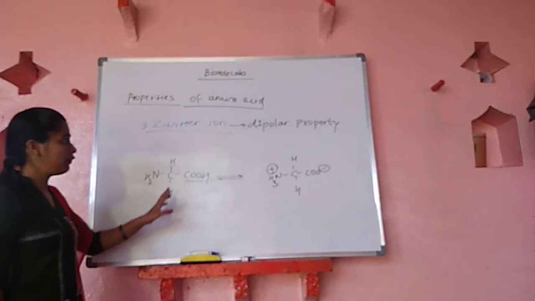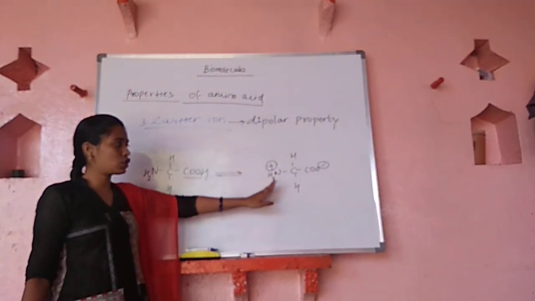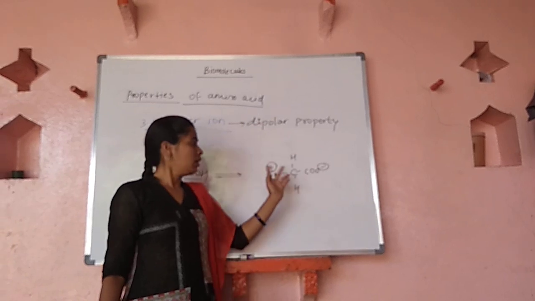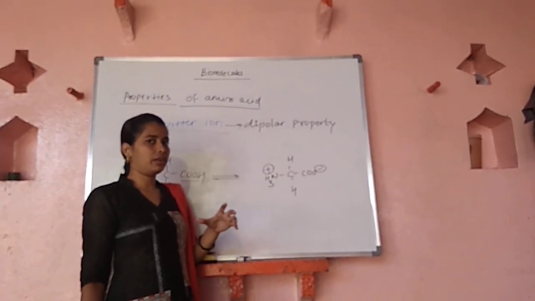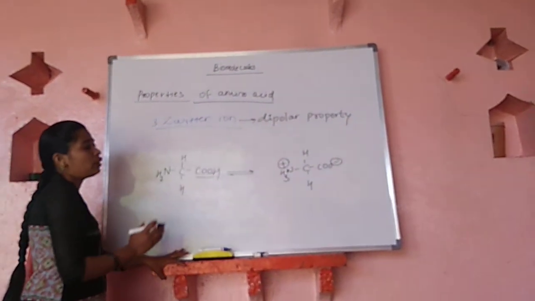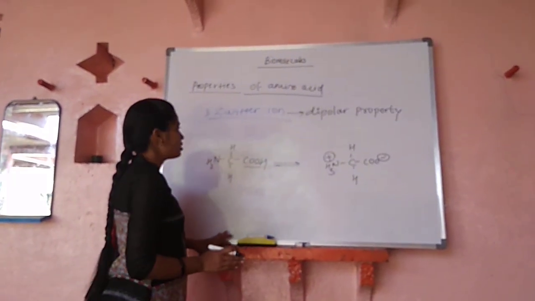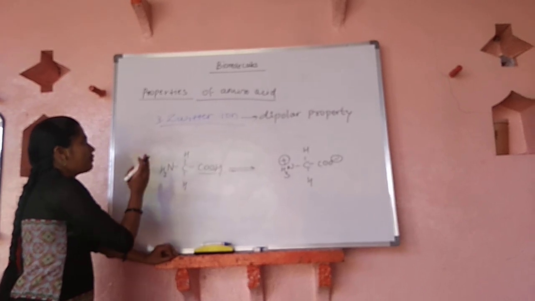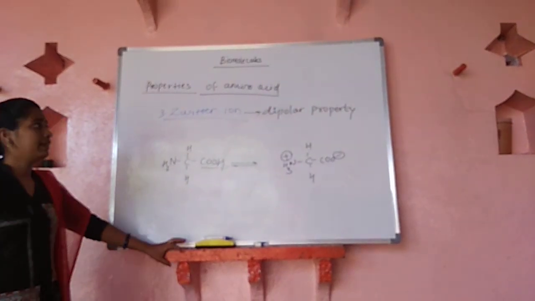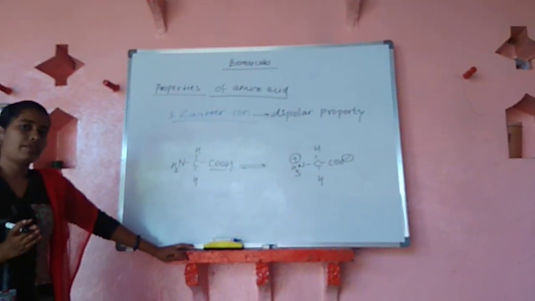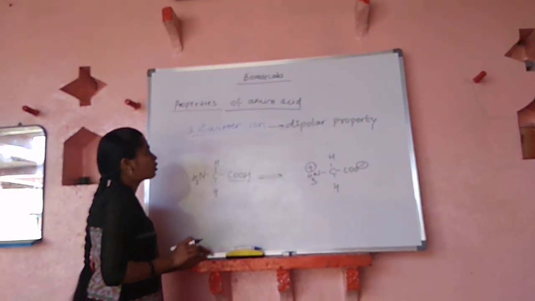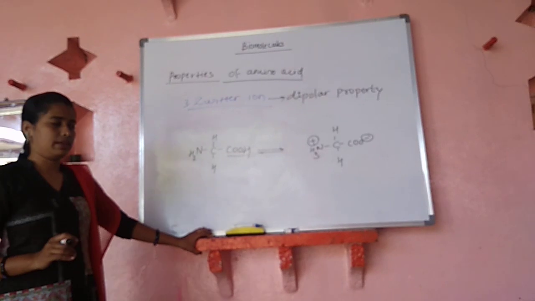And it is able to form salt. Actually it is neutral; the positive and negative charges neutralize each other. Understood? So it forms that dipolar property. That's why we call it a Zwitter ion. So amino acids behave like a Zwitter ion. Understood? This is all about the properties of amino acid.